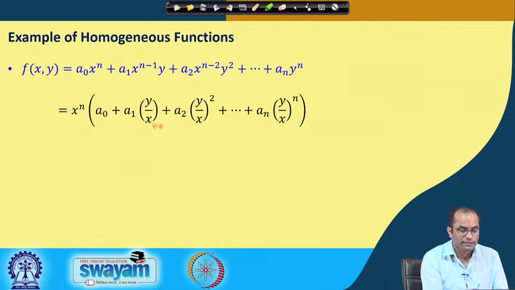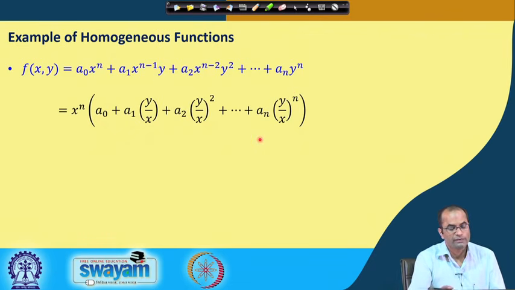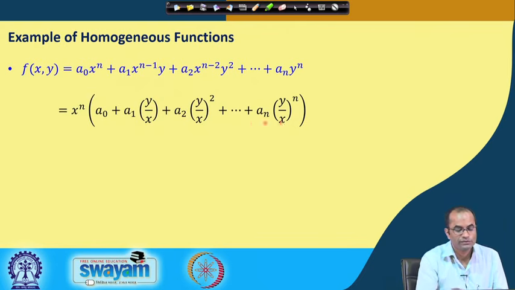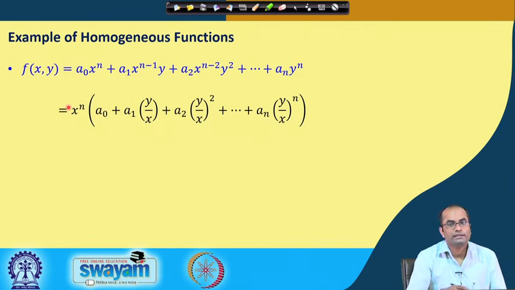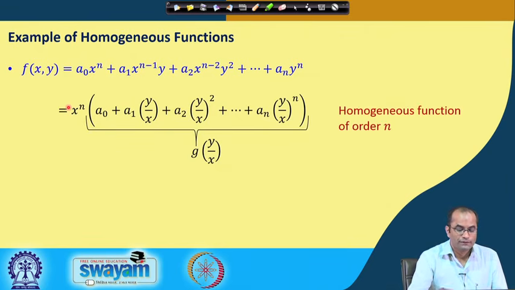Here a n and x n we have taken out, so this x power n will be in the denominator, and in this case we have y over x power n. All these terms, this function, we can denote as a function of y over x, because y over x appears together in all the terms. So, we can consider this function as a function of y over x, and then x power n is sitting outside. Therefore, this is a homogeneous function of order n.